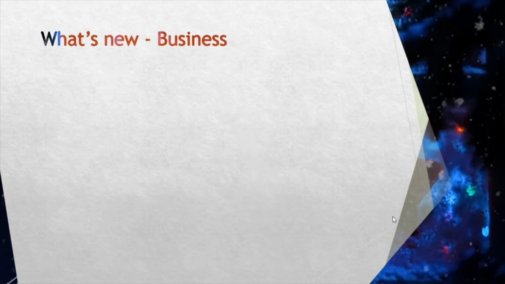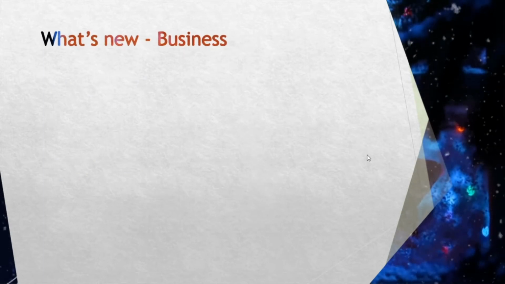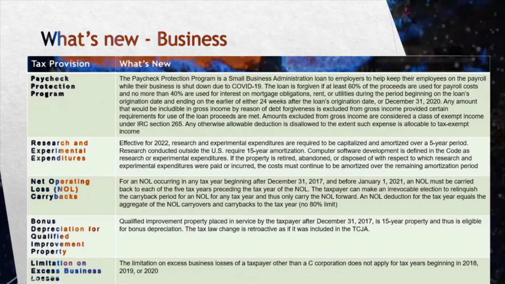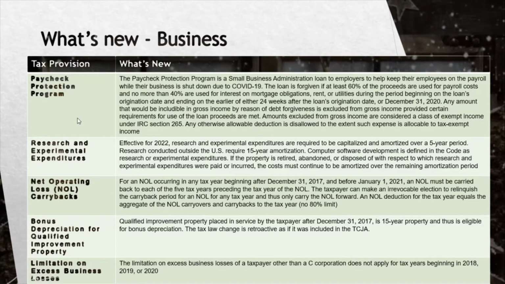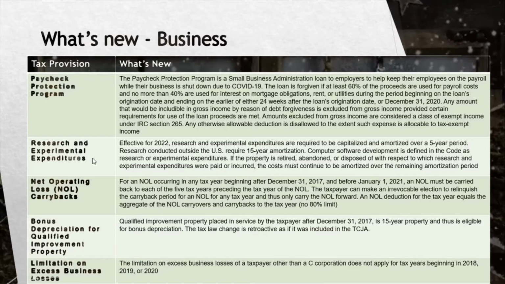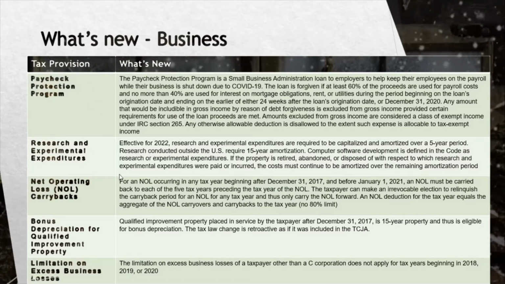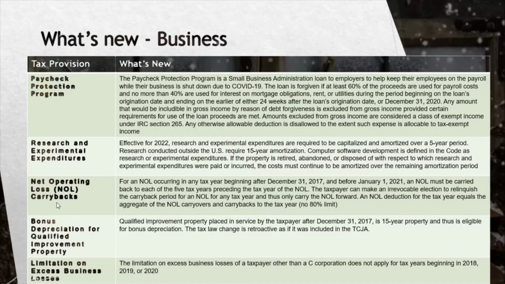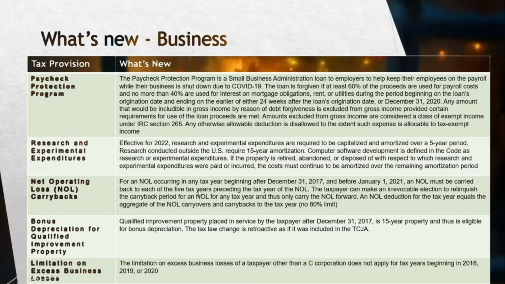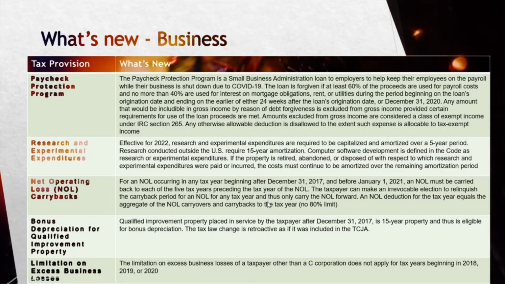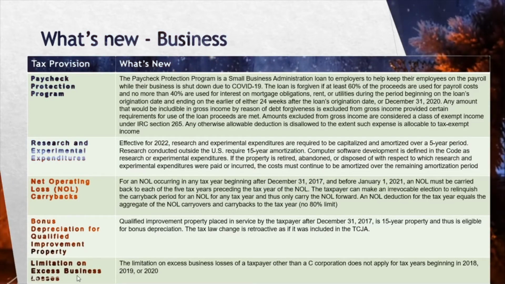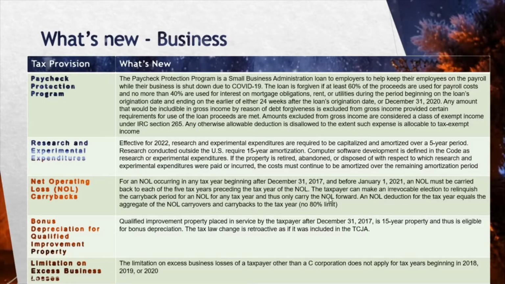Now let's go to the tax provisions relating to businesses. Okay, now what are the tax provisions that we have for this year? We have the PPP program, research and experimental expenditures provisions, net operating loss, and NOL carrybacks. This is very important for you guys. You definitely need to discuss this with your financial planner or your CPA or tax practitioner. Bonus depreciation for qualified improvement property, limitations on excess business losses.